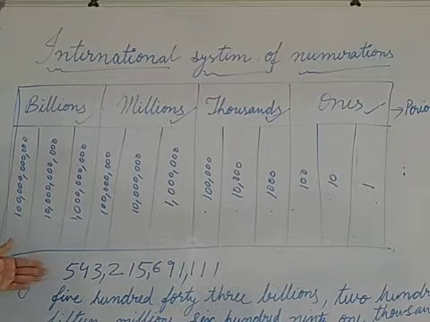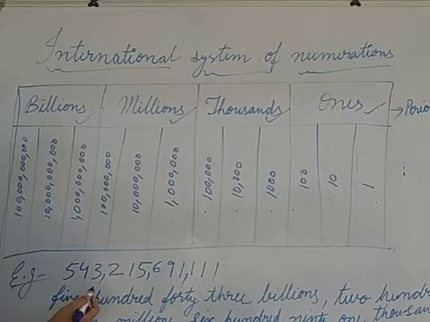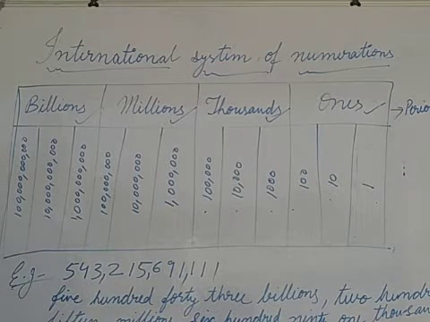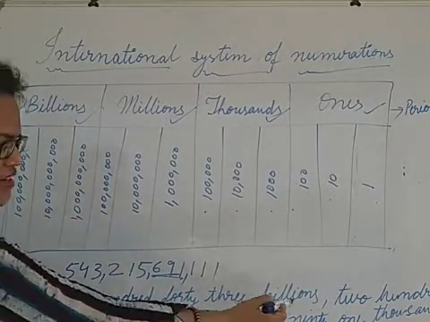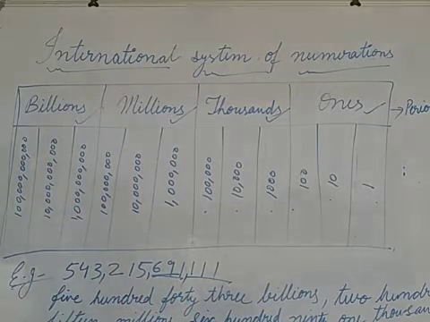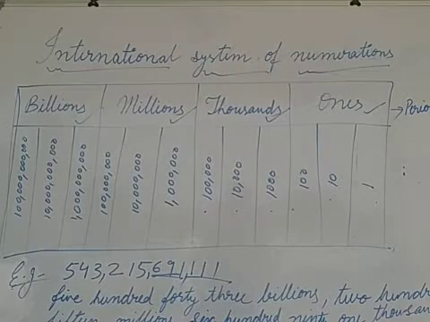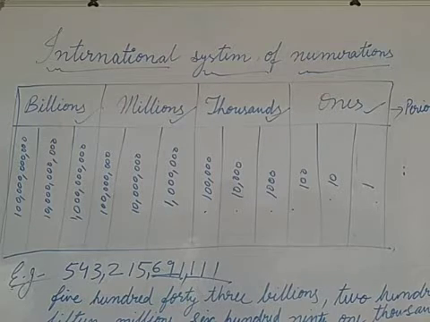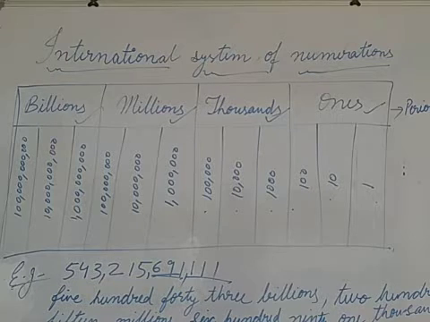We have written this number in the international system of numeration: 543 billions, 215 millions, 691 thousands, 111. So this is the international system of numerations. So we have learned what a number is, what numerations are, and the two ways to represent numerations, Indian and international. Now let us learn some more about numbers.